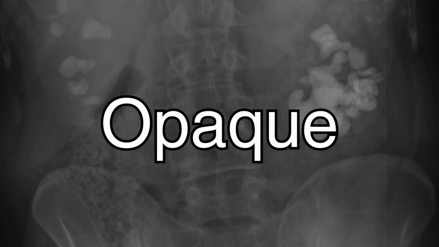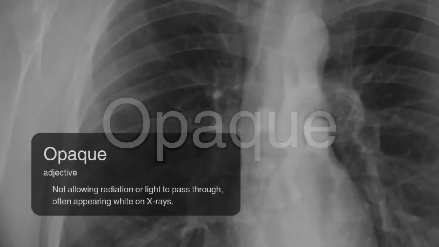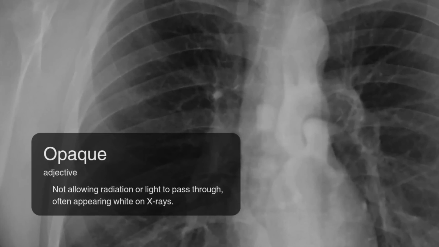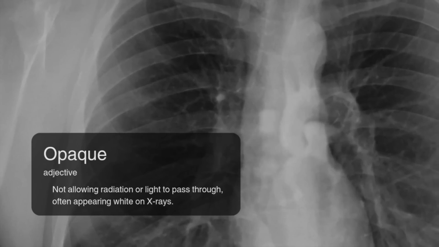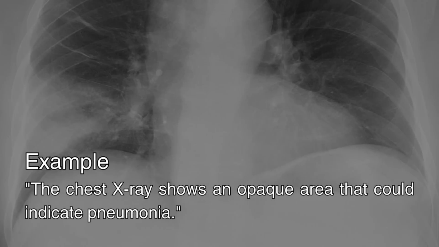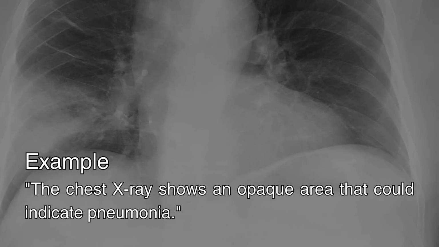Opaque. We use opaque to describe when something is not allowing radiation or light to pass through, often appearing white on X-rays. The chest X-ray shows an opaque area that could indicate pneumonia.